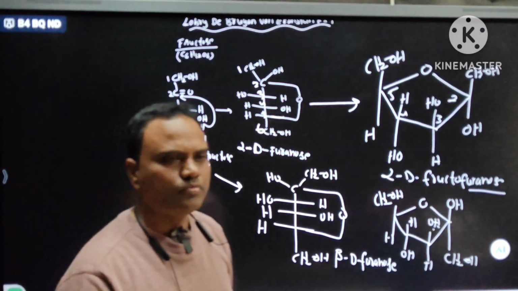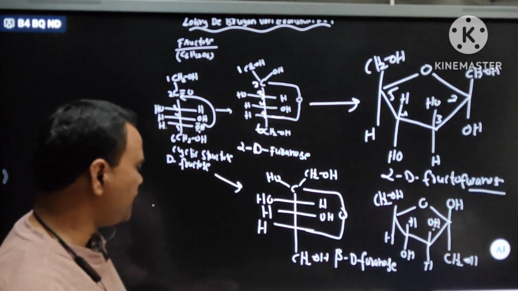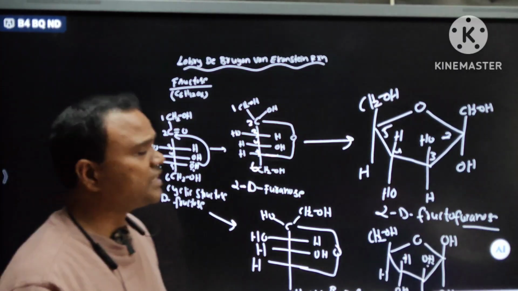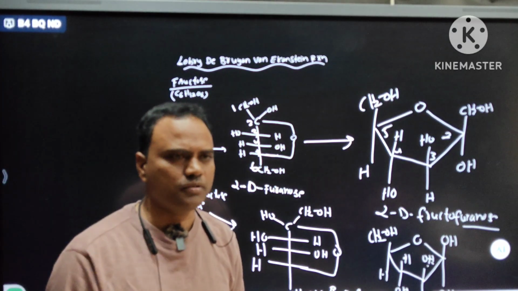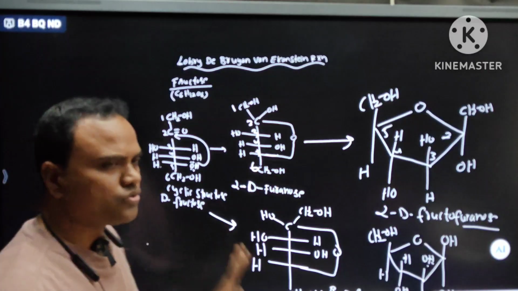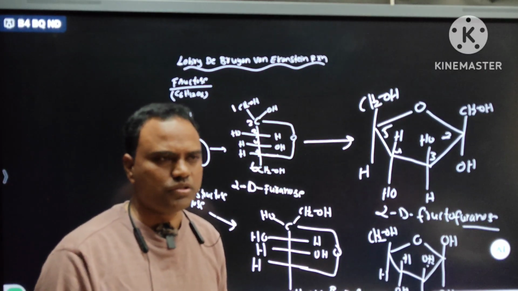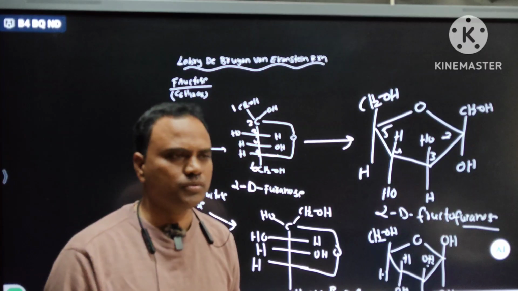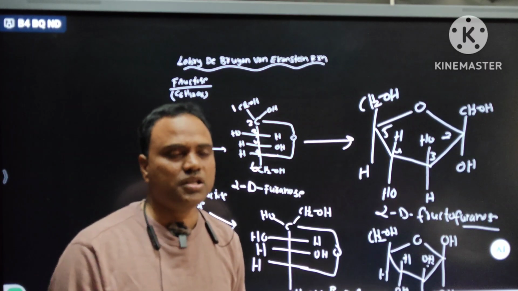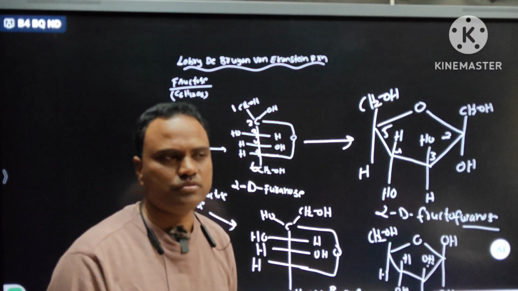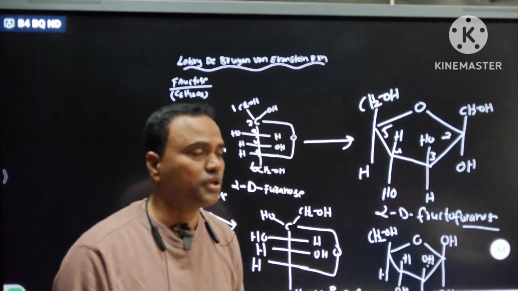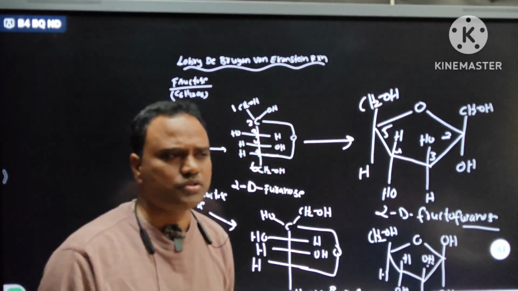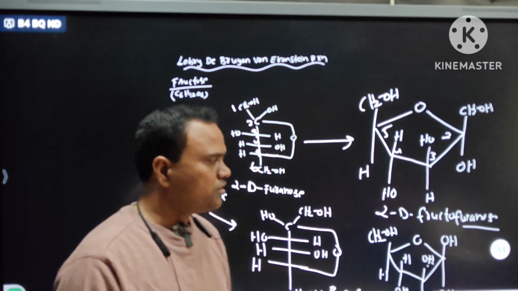Okay? Right. What is our heading? See, what is our heading? Lobry de Bruyn-Van Ekenstein reaction. We will take a fructose structure, and we will get glucose or mannose. The rearrangement of fructose in the presence of base to glucose and mannose is called the Van Ekenstein reaction. Lobry de Bruyn-Van Ekenstein reaction. Clear?